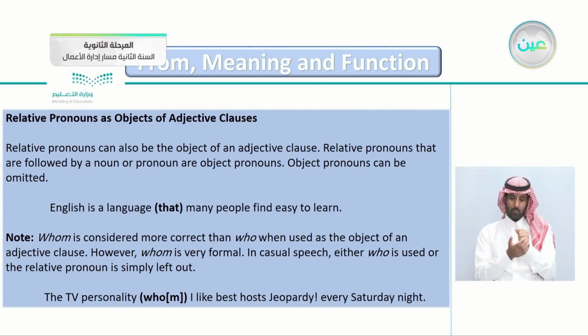Here's an example. English is a language that many people find easy to learn. English is a language that. So the relative pronoun here, that, is the object of the adjective clause. And if it's the object, we can omit the word that. We can just say English is a language many people find easy to learn. So if the relative pronoun is an object of the adjective clause, you can put it or omit it.